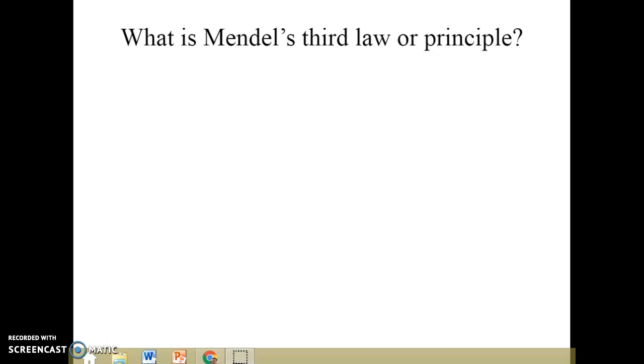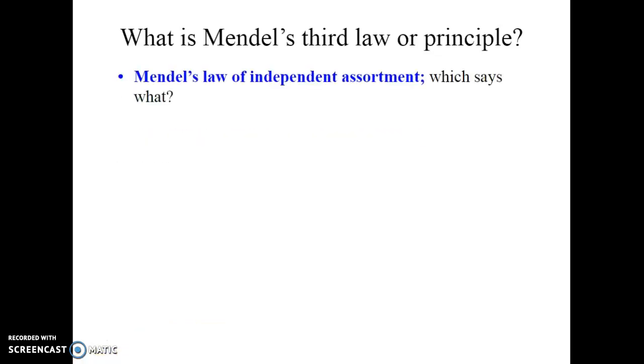And the principle of segregation, where these pairs of genes that we have get separated during meiosis. The principle of segregation, they're separating and going into different gametes. The third law or principle is known as the law or principle of independent assortment.